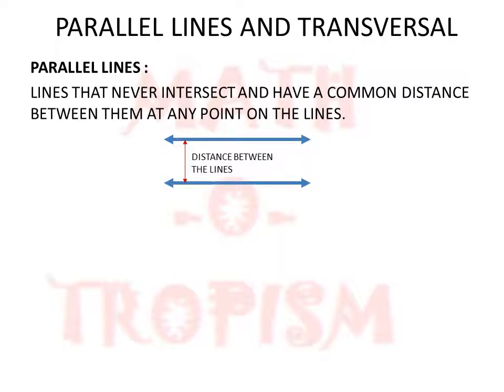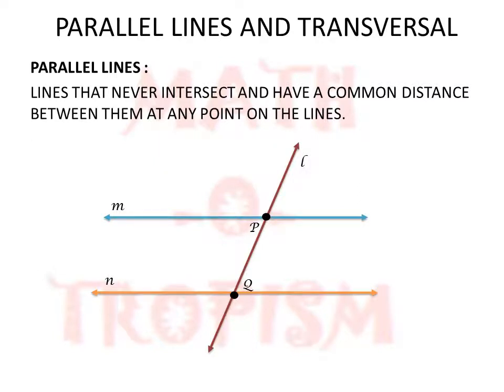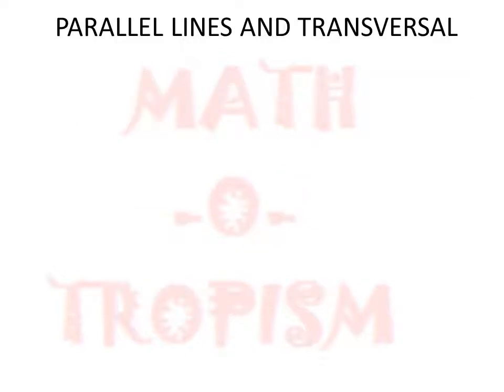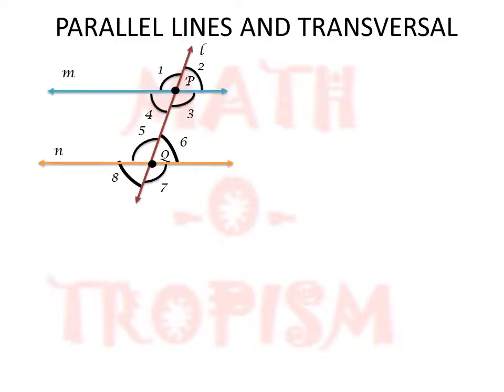Now we are going to arrive at the pairs of all the corresponding, interior, exterior and co-interior angles for these kind of lines. So similar to the previous one, we are going to draw lines M and N and a transversal L, but in this case M and N are parallel lines, and I am again numbering the angles from 1 to 8. So first we will start with the corresponding angles.